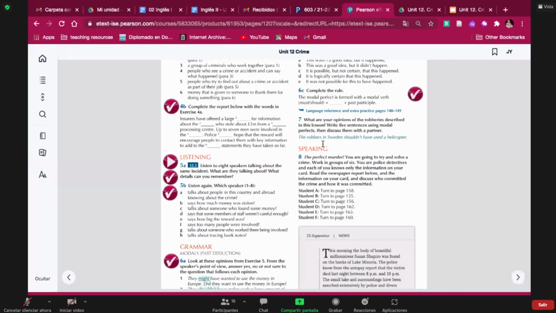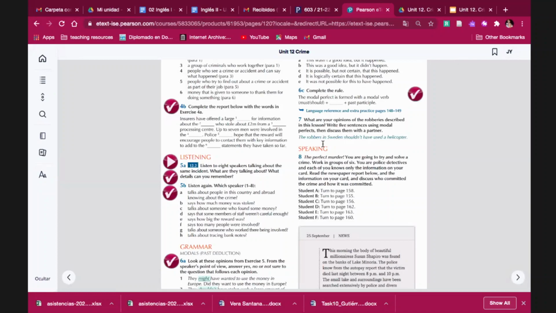So it says, what are your opinions of the robberies described in this lesson? Solamente de esta lección. Write 5 sentences using modal perfects, then discuss them with a partner. Pero primero van a escribir sus oraciones y las vamos a discutir la siguiente clase. Entonces, the robbers in Sweden shouldn't have used a helicopter, okay? No era buena idea, but it happened. Okay, entonces así quiero que utilicen los demás modales.